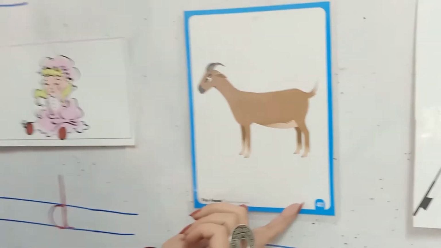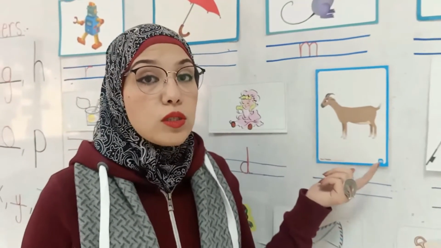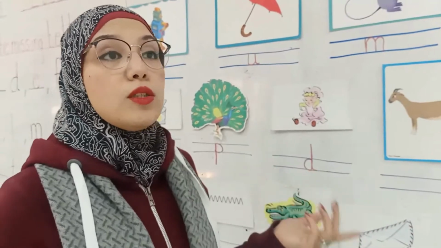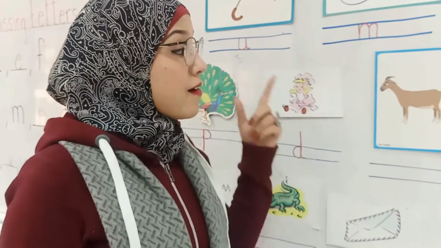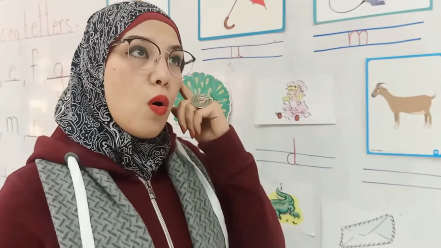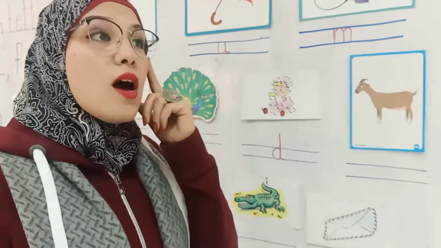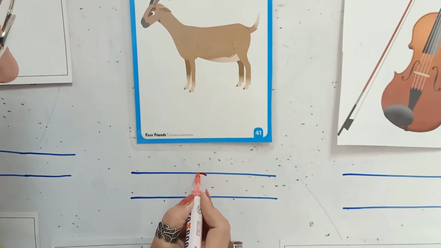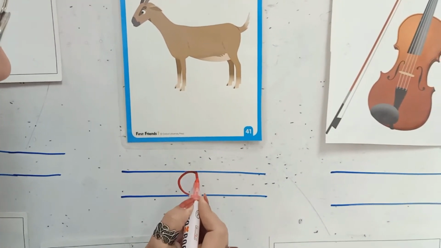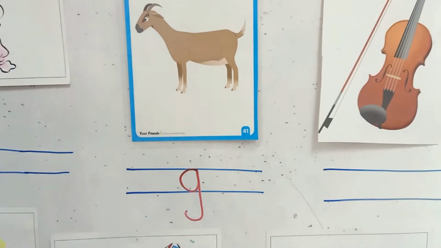And now, what is this? Goat. Goat starts with letter... Can you tell me? Goat, G, goat. This is how to write letter G. G is for goat.